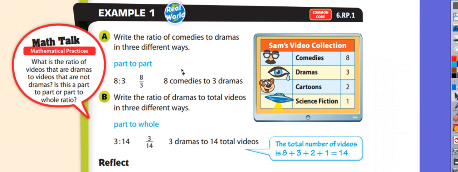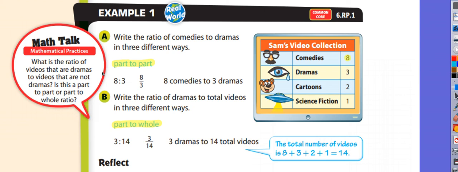We're on page 150, and the top of page 150 shows you different ways to write ratios. And we're now on example 1. We're going to examine in A a part-to-part ratio, and in B we're going to examine a part-to-whole ratio using Sam's video collection. So question A says write the ratio of comedies to dramas in 3 different ways. So go find the comedies.